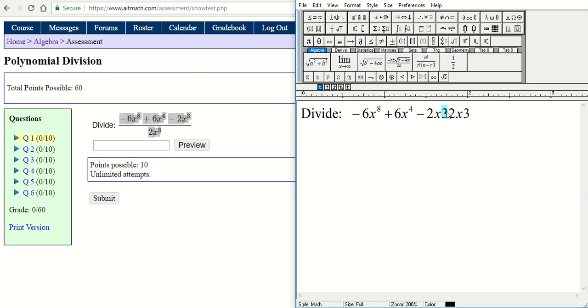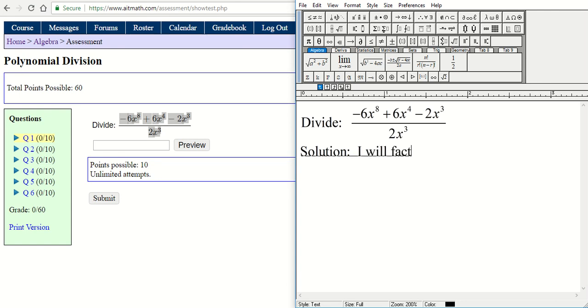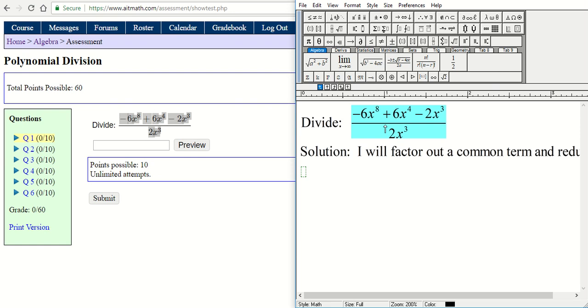So we're going to go ahead and put this back together. And then what we want to notice is that in this case, we're going to be able to do a straight division. And so I'm going to go ahead and factor this out before I do it. So here's my solution, okay? So I will factor out a common term and reduce. There's different ways to do this, but this is going to be my approach because I think it's going to be clean.